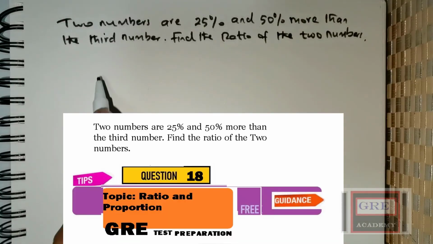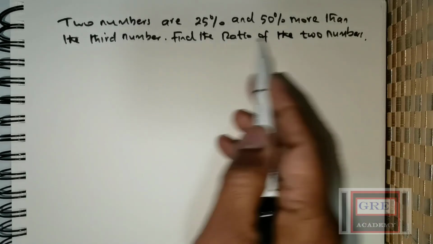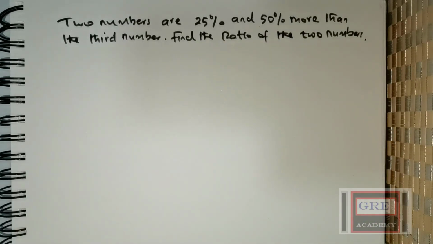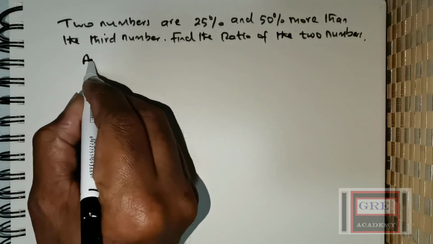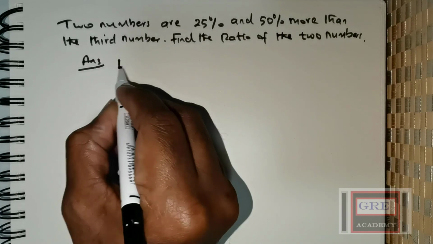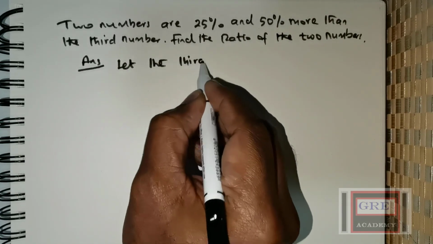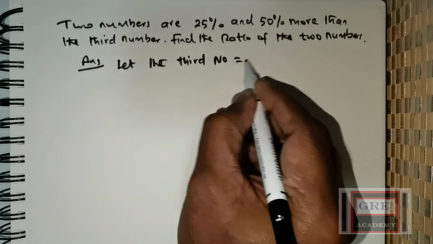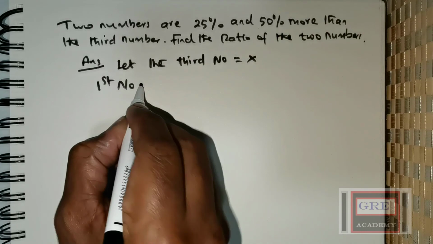So students, we are given this question. Two numbers are 25% and 50% more than the third number. Find the ratio of the two numbers. So the solution is obtained as follows. We would start by saying let the third number be equal to x.